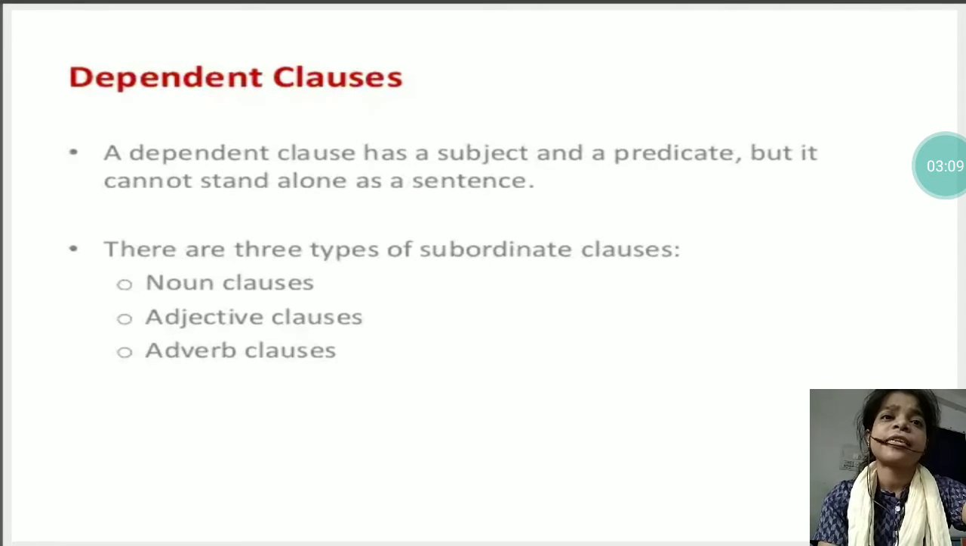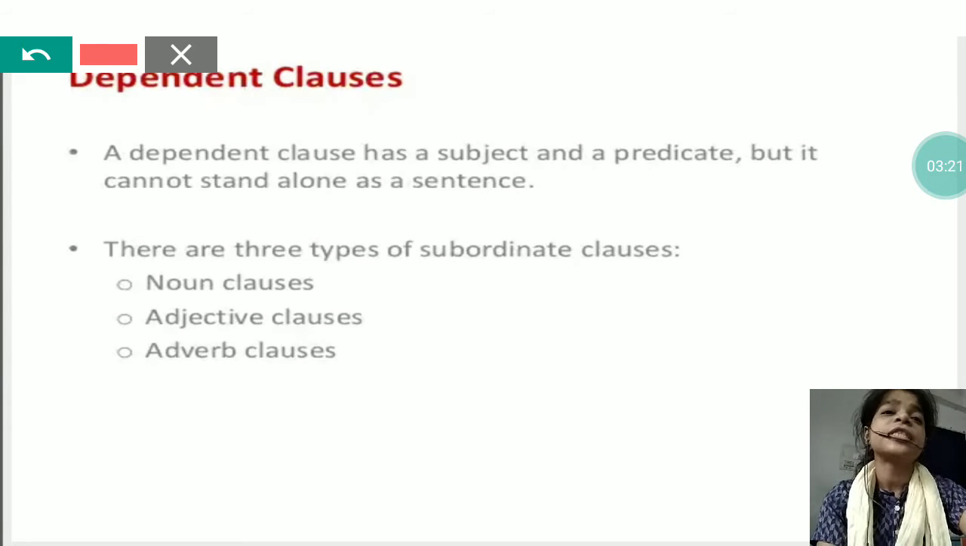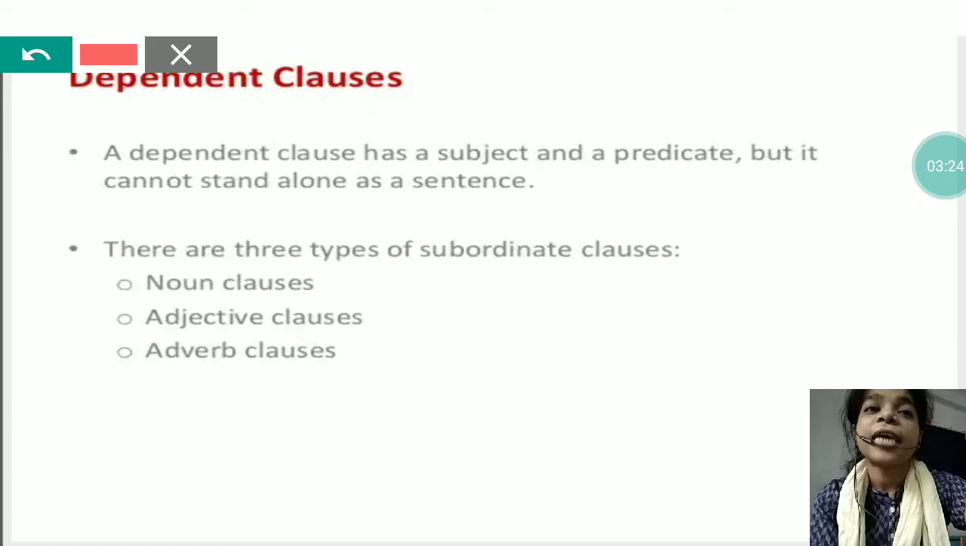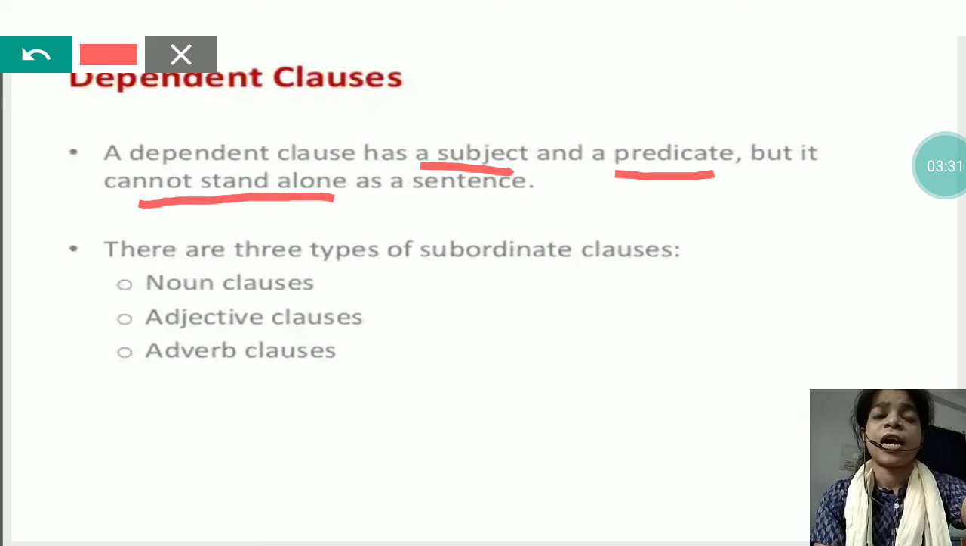Next, the second one, the dependent clause, which is also called a subordinate clause. What is that? A dependent clause has a subject and a predicate, but it cannot stand alone as a sentence. So just opposite to an independent clause, it has a subject and a verb, but it cannot stand alone. Meaning if there is a group of words having a subject and predicate, but its meaning is not complete, then it will be called a dependent clause.